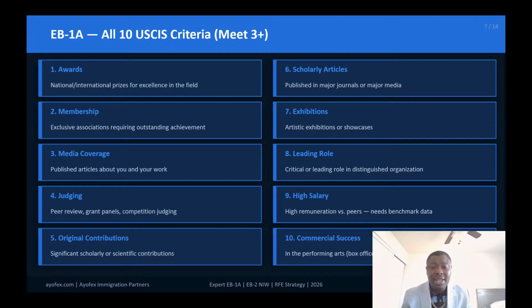The ninth criterion is commanding a high salary or remuneration in relation to your peers. To meet this criterion, you need to provide USCIS with benchmark data, that is, salary data and salary surveys that show that you have earned significantly higher than your peers in your field. And the 10th criterion is commercial success in the performing arts, that is, box office and sales and so on.